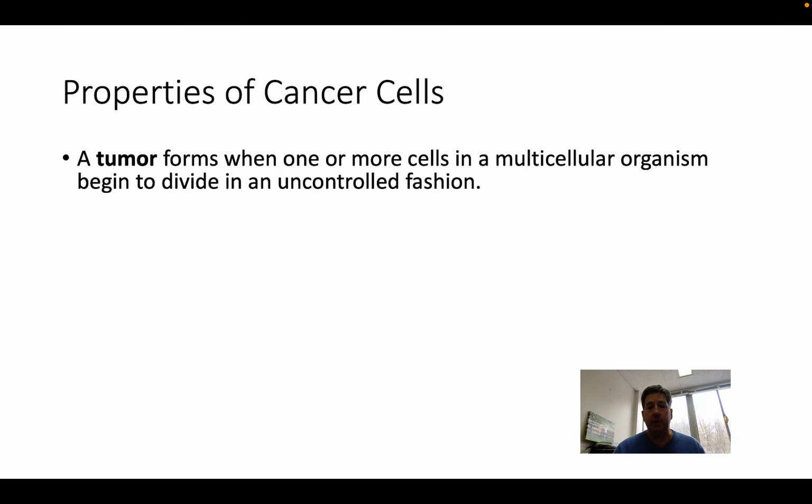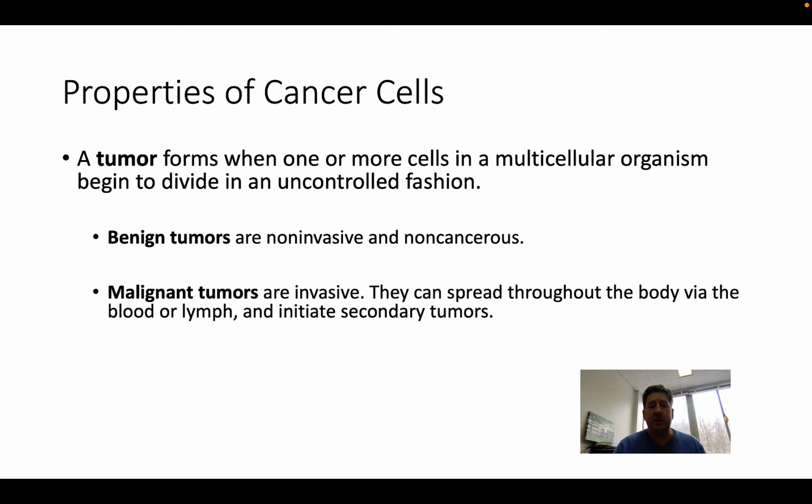So what is a tumor? We can start off with tumors is when you have a group of cells in a multicellular organism and it's beginning to divide in uncontrolled fashion. So benign tumors, sometimes people have those, and they're non-invasive and non-cancerous. And then malignant tumors can become invasive, and they spread through the body through the lymph and blood systems.